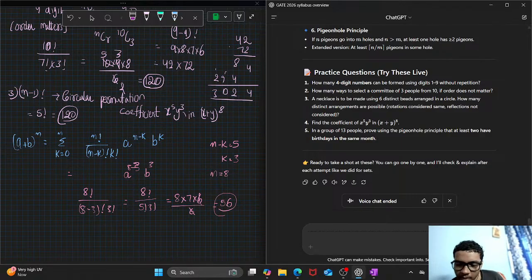And also proving by the pigeonhole principle is easier, right? Because there are 13 people and there are only 12 months. So at least 2 people have the same birthday month because there are only 12 possible cases, but there are more people than the possible cases.